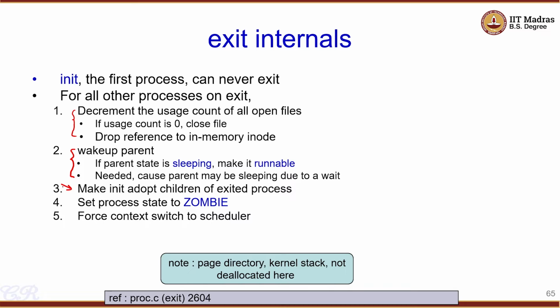if this particular process has its own children, in other words, if it has actually forked and created its own children, then the exit system call would force the init process to adopt the children of the exited process. So, if a process exits, then all of its children would be adopted by the init process.